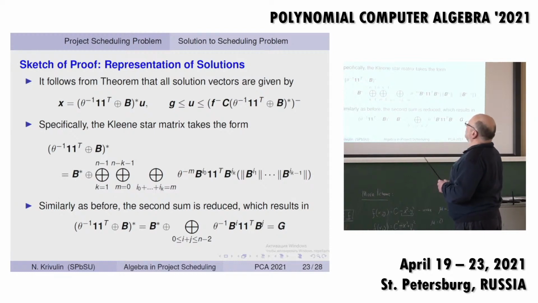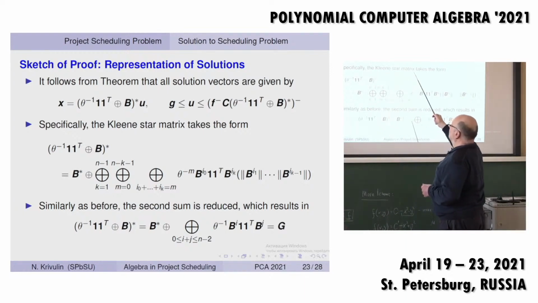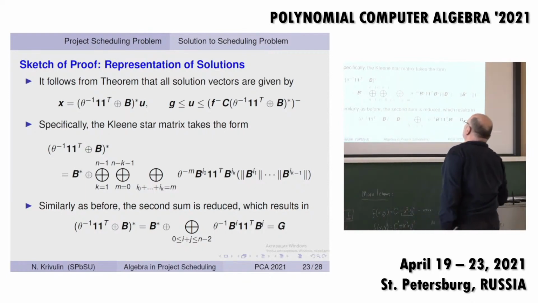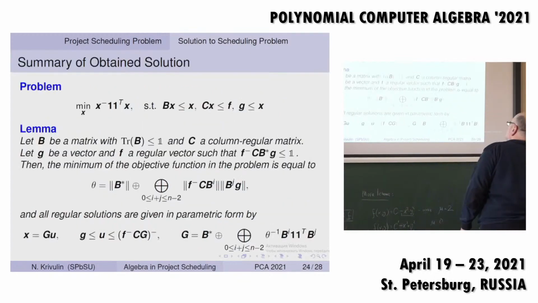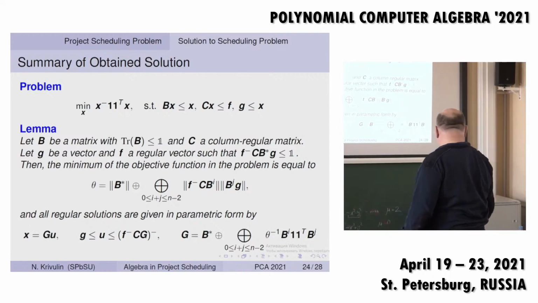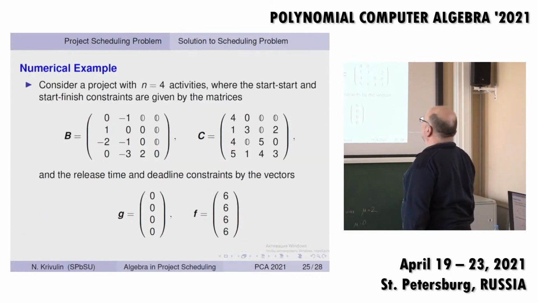Once again, we can use the inequality between geometric and arithmetic means to simplify the expression which represents all solutions. First of all, to simplify this matrix, this Kleene star matrix. This slide presents the solution once again. The last slides demonstrate a numerical example.